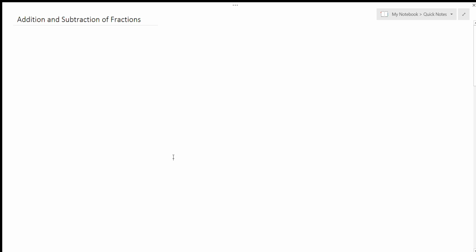Today we're going to be doing addition and subtraction of fractions. Right, let's have a look at number 1. Number 1 is 2a over 5 plus 3a over 10. So here we have a denominator of 5 and 10. So we're going to find our LCD, and our LCD of 5 and 10 would be 10.